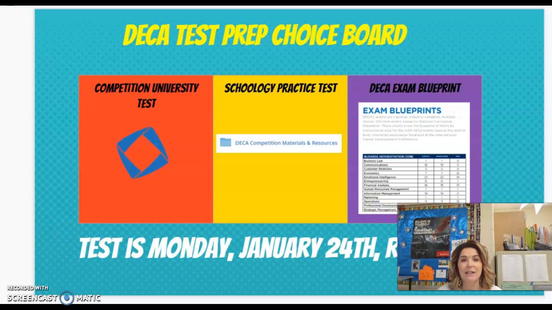So to get ready for our test on Monday, January 24th, please make sure that you identify what time period your test is actually going to be in. You're going to be able to find that in multiple places on the DECA Schoology page. The time periods are 4-5, and then also 6-7. So please make sure that you identify that. That has been sent out to your teachers, so you will be excused from class during those times.